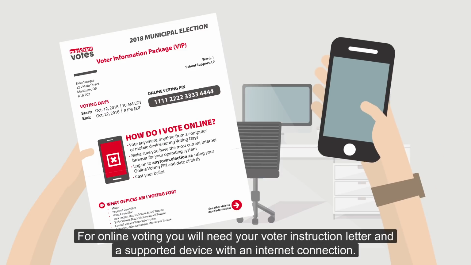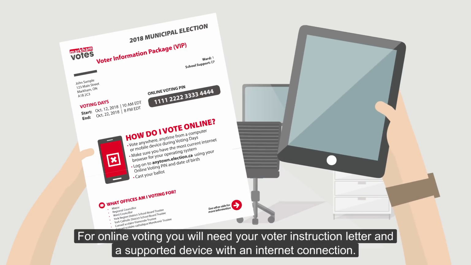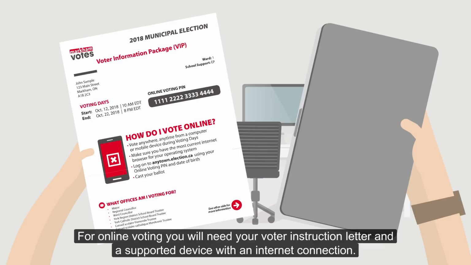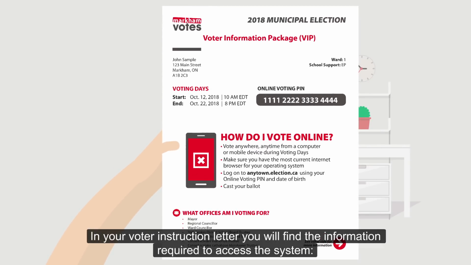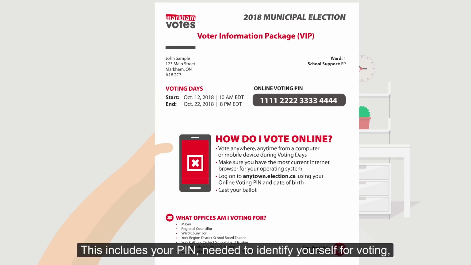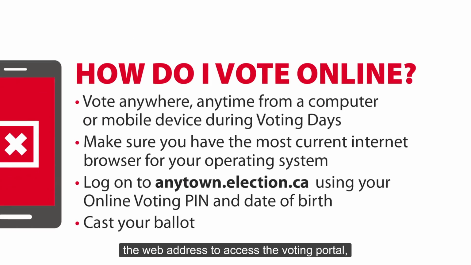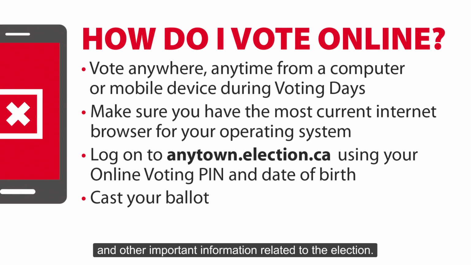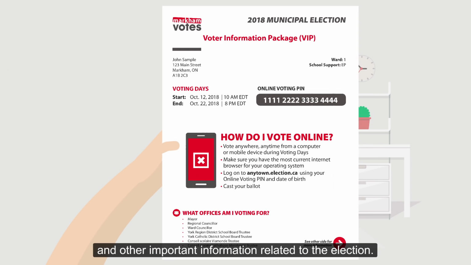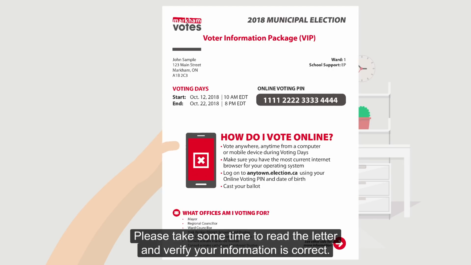For online voting, you will need your voter instruction letter and a supported device with an internet connection. In your voter instruction letter, you will find the information required to access the system. This includes your PIN, needed to identify yourself for voting, the web address to access the voting portal, and other important information related to the election. Please take some time to read the letter and verify your information is correct.